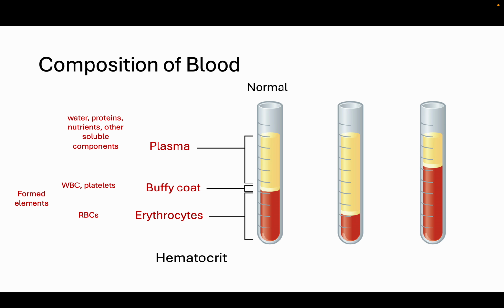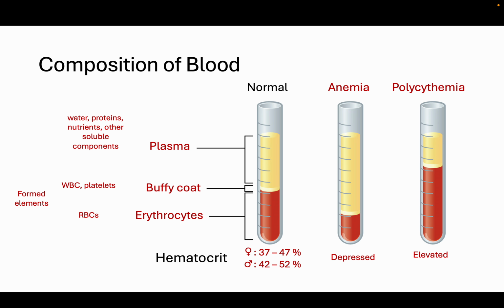The percentage of red blood cells that make up your blood volume is reported as your hematocrit. For females, hematocrit generally is around 37 to 47%, while in males it's from 42 to 52%. When you have a decreased or depressed hematocrit, you're considered anemic. And when you have an elevated hematocrit, it's called polycythemia.